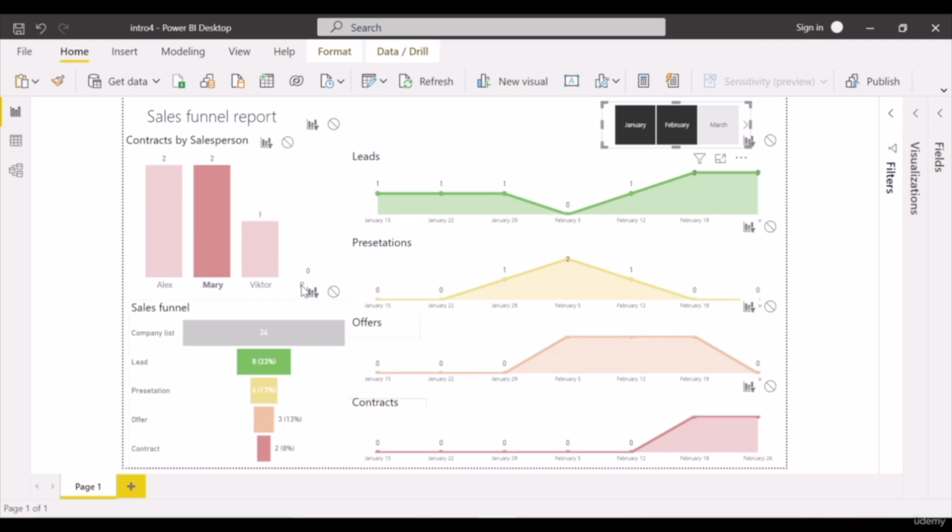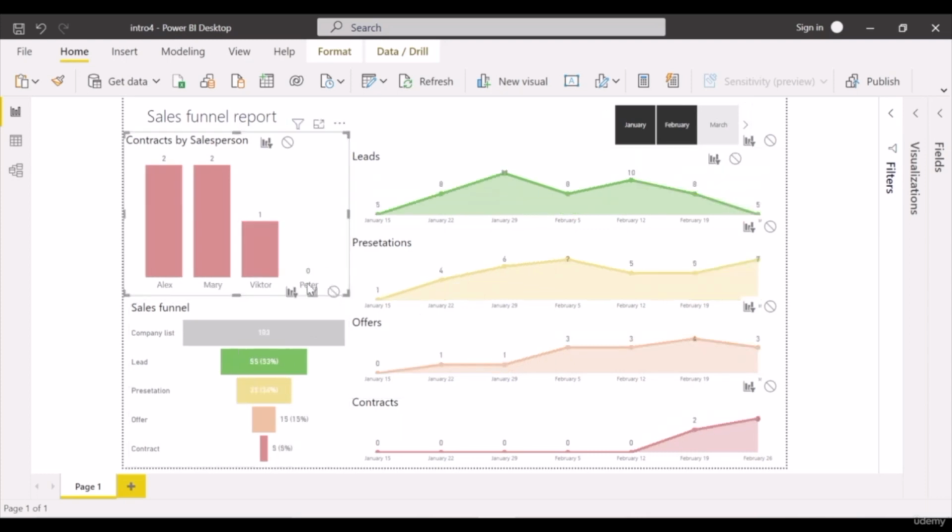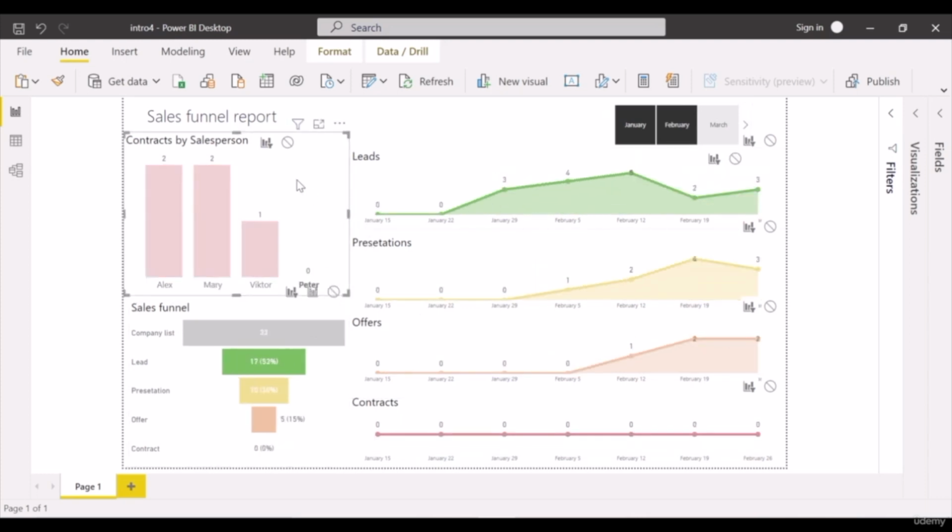The last one is Peter. He didn't show results in signing contracts. It seems like a failure. However, if we look at the graph, we will see that he started to call clients later than others. He was in another project. And conversion from step to step is good.